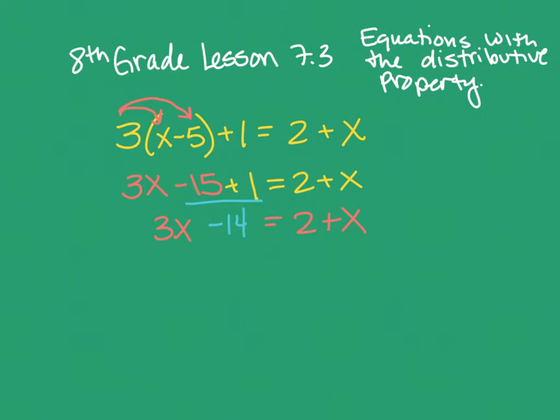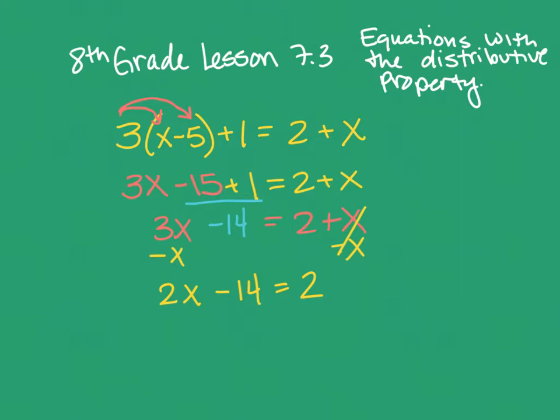Now I'm where I had left off, the same skill I learned in lesson 7.1. I'm moving the variables to be on the same side. I have 3x's over here and 1x here. I'm going to go ahead and do the opposite of this positive 1x to both sides of the equation. That's going to give me 2x over here. Nothing done with the negative 14. And that leaves me with 2 on this side because that canceled that out.